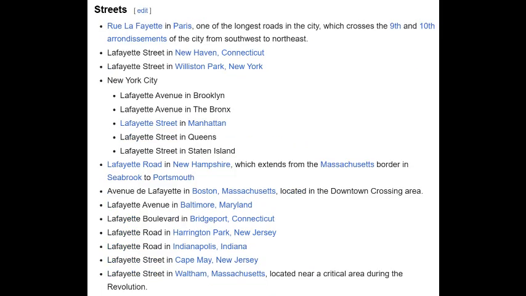Now, streets, we've got Rue Lafayette, Lafayette Street in New Haven, Connecticut; Lafayette Street in Wilson Park, New York; New York City; Lafayette Avenue in Brooklyn; Lafayette Avenue in the Bronx; Lafayette Street in Manhattan; Lafayette Street in Queens; and Lafayette Street in Staten Island; Lafayette Road in New Hampshire; Avenue de Lafayette in Boston; Lafayette Avenue in Baltimore; Lafayette Boulevard in Bridgeport; Lafayette Road in Harrington Park; Lafayette Road in Indianapolis; Lafayette Street in Cape May; Lafayette Street in Waltham, Massachusetts.